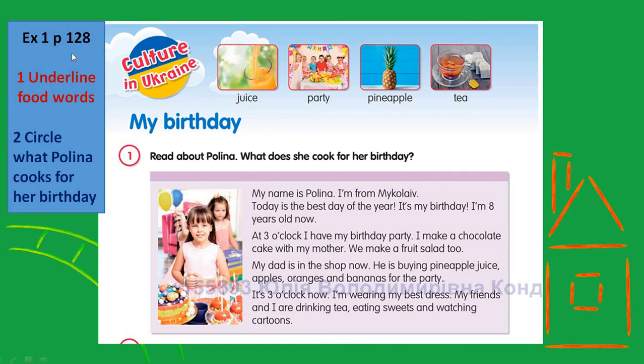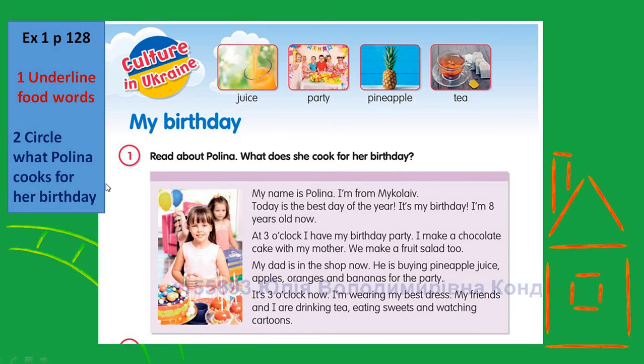So, now, take your student book, візьми свій підручник, and exercise 1, page 128. Вправа перша, сторінка 128. There are new words here. Є нові слова. I'll name them and you'll point them in your student's book. Я називатиму слова, а ти будеш показувати їх в своєму підручнику. Ready? Готові? Pineapple. Juice. Party. Tea. Okay.